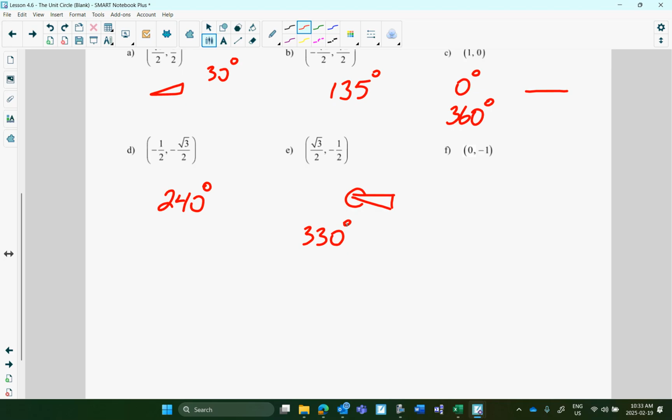Like you could even sketch it like this to say, okay, 0, -1 is down here, right? So that means it must be this, which is 270 degrees. That's another way. A lot of times, just sort of a quick sketch of the coordinate grid.